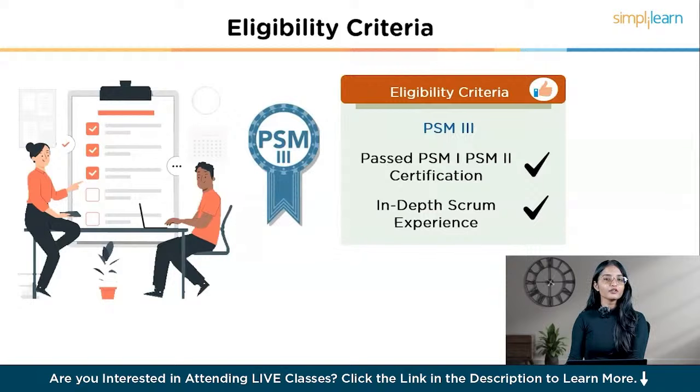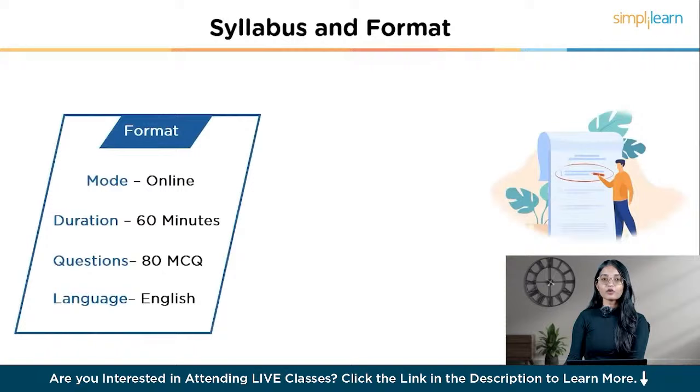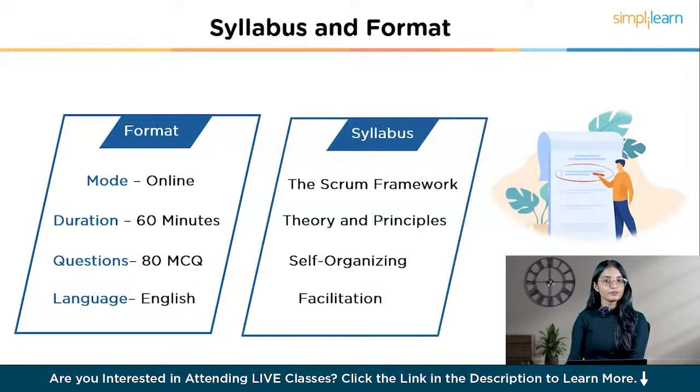But what is the required syllabus? Let's discuss. The PSM exam is conducted online with a time duration of 60 minutes. It consists of 80 MCQs and true-false questions and is available only in English. This certification covers a comprehensive syllabus designed to equip you with the knowledge and skills necessary to become an effective Scrum Master. The syllabus includes the Scrum framework, a thorough understanding of the Scrum Guide, roles, events, artifacts, and foundational principles.